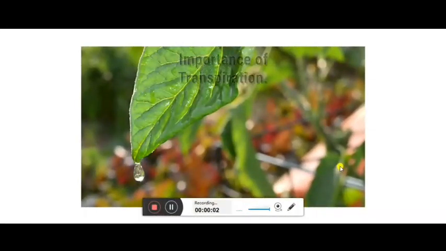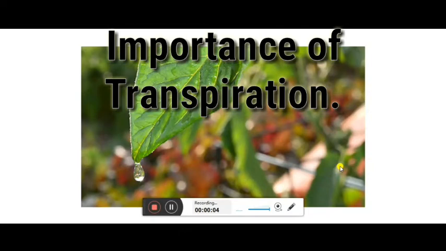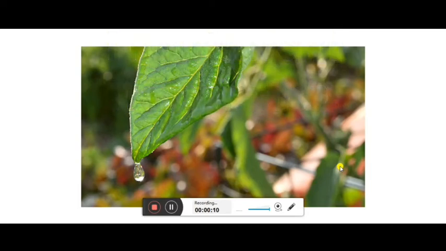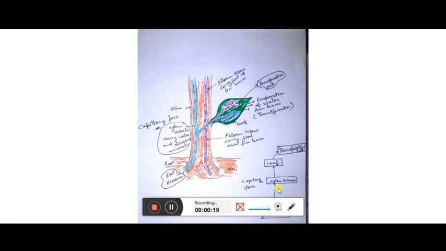Now children, the next topic is the importance of transpiration. Here I want to tell you how important transpiration is for the plants. As I told you in the previous video about the ascent of sap, you see that transpiration pull is also there. This is the ascent of sap. Transpiration is very helpful for the upward movement of water.